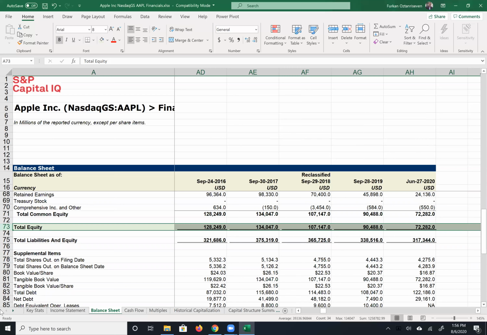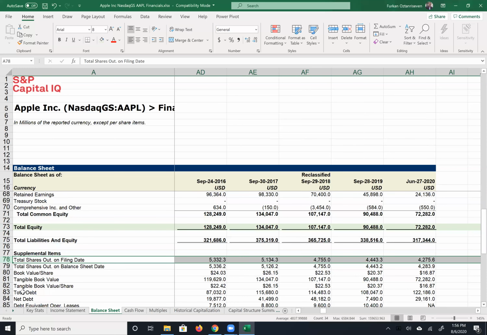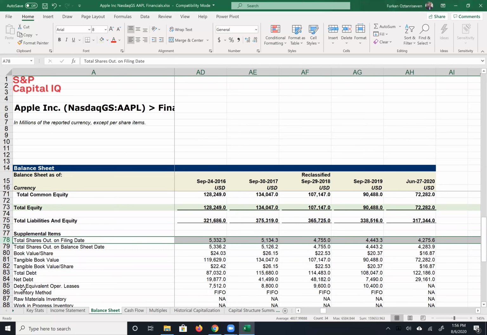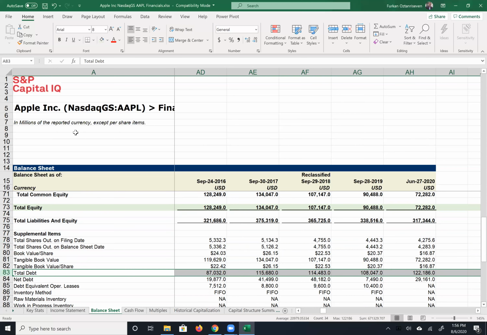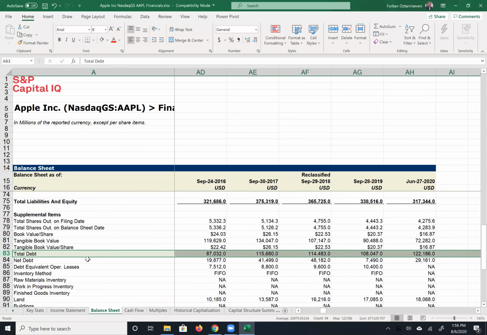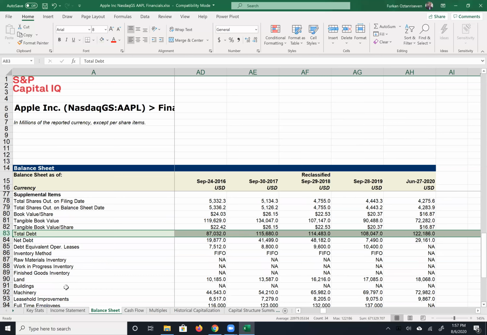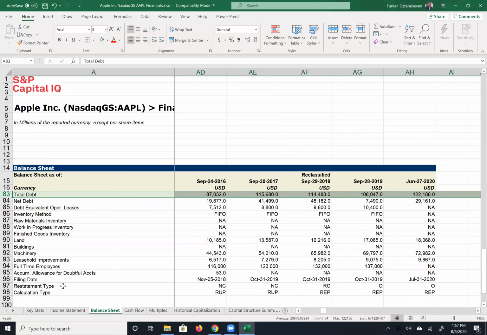You can see some more items here, like for example, supplemental items, total shares outstanding on filing date, and you can see book value per share and so on. So you can look at the net total debt, for example, another important measure. You can see some supplemental information here that can help you to better understand the company.